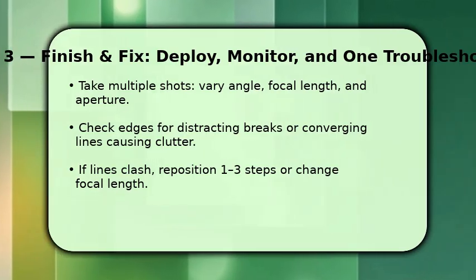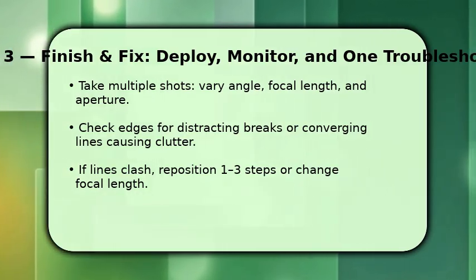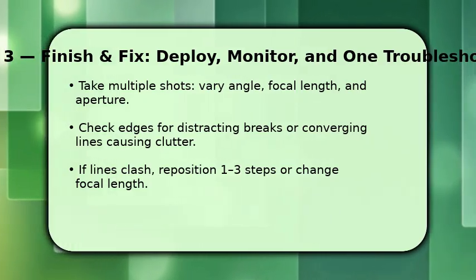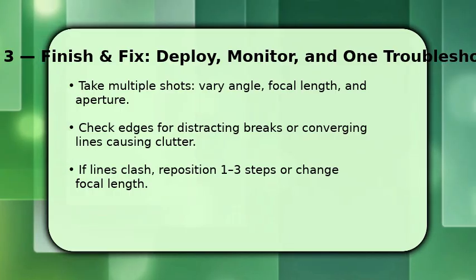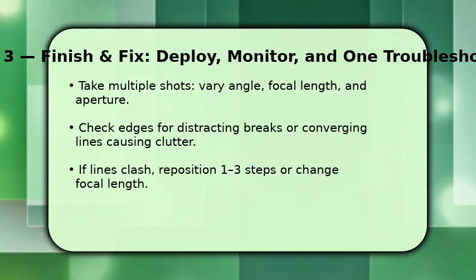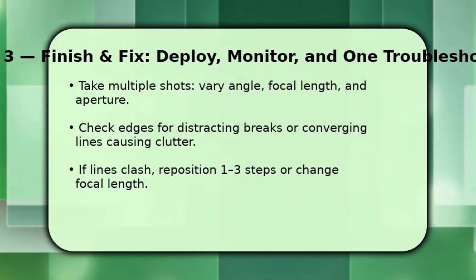If you find distracting intersections or competing lines, troubleshoot by moving 1 to 3 steps left or right, changing lens focal length, or slightly shifting height. That usually resolves clashes. Finally, refine until lines naturally guide the viewer to the story you want to tell.